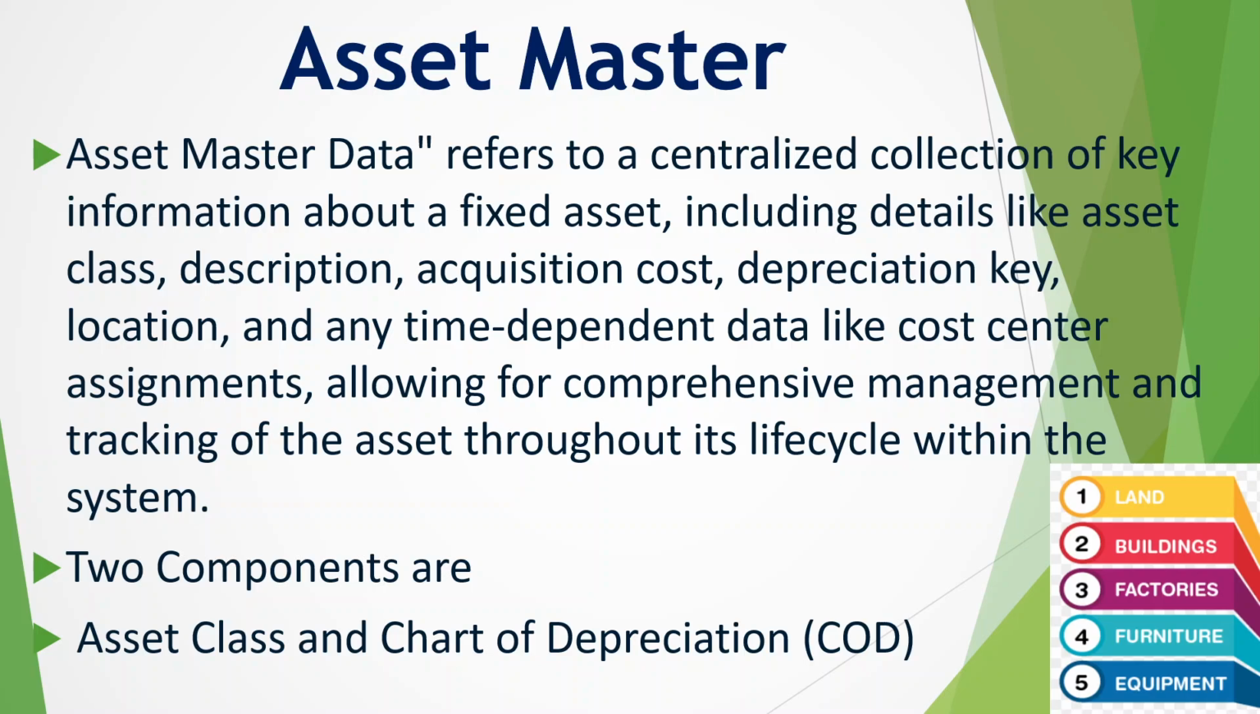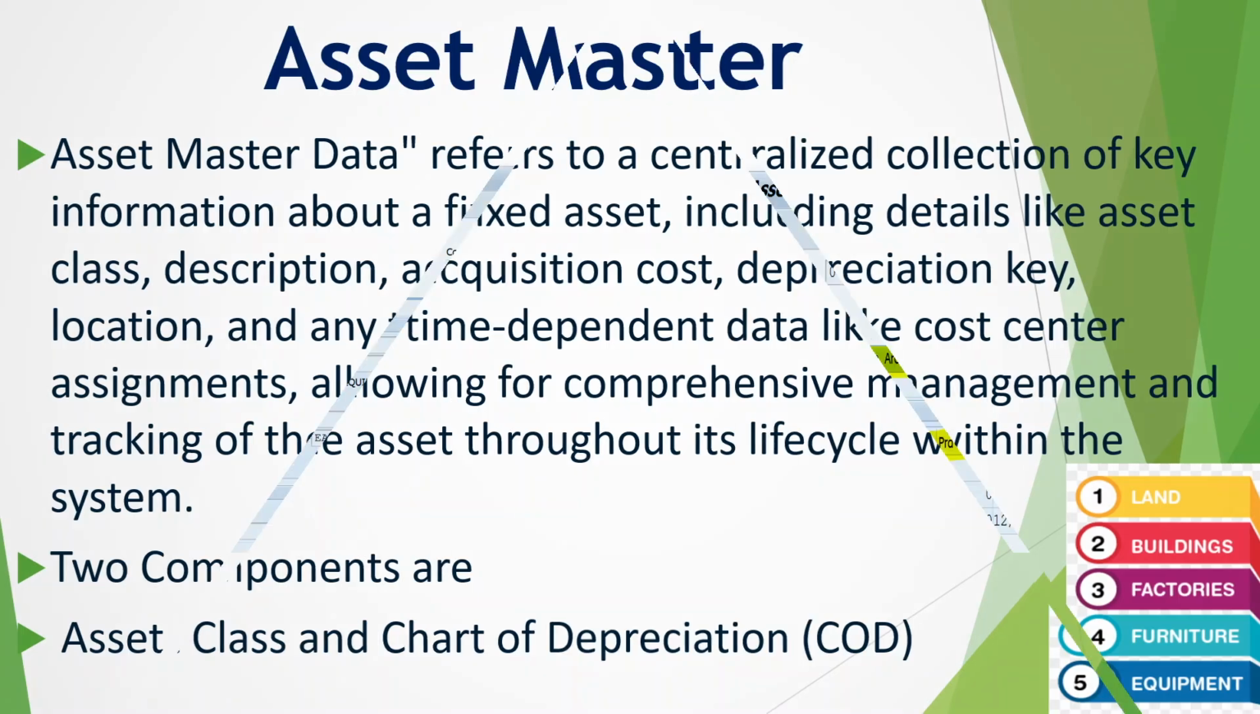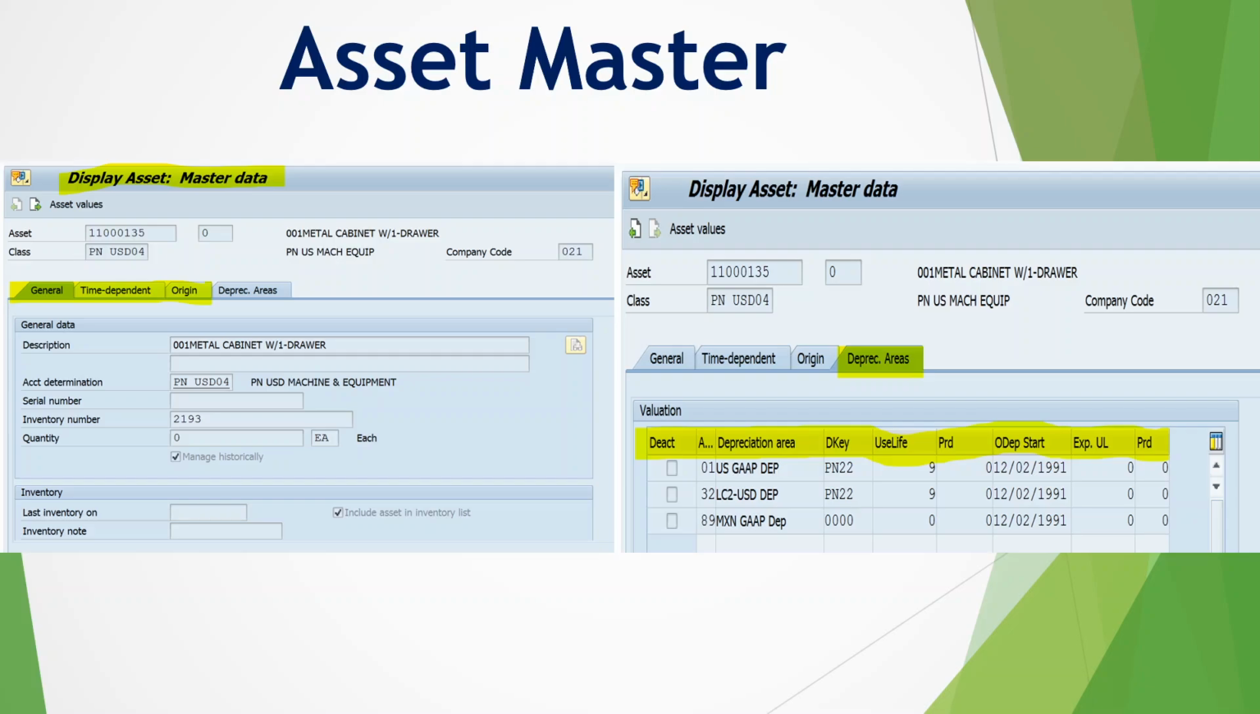Whenever you create an asset master, you are going to fill up those two components. Asset class is at the client level, chart of depreciation at the country level, extended to the company code level. Definition is at the country level, connection to the company code level. Now let's see in the screenshots. As you can see, we have asset master data.